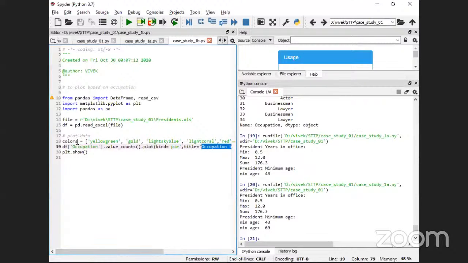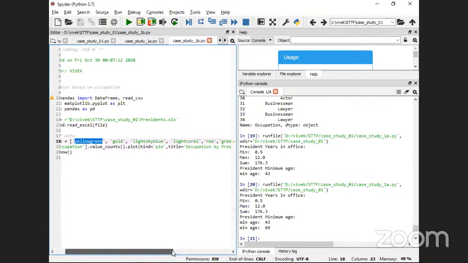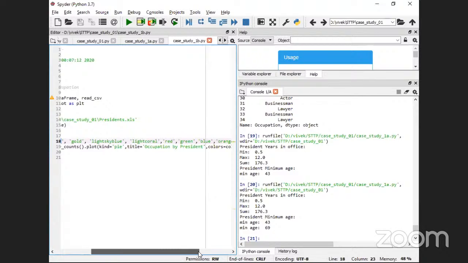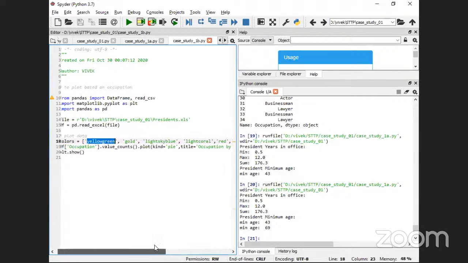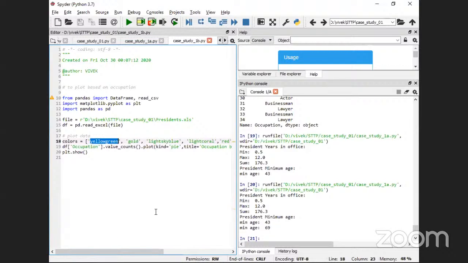So that's why I have created a list that includes different colors: yellow, green, gold, light sky blue, light coral, red, green, blue, orange, white, brown. So these are different colors I have defined. So automatically it takes the color. Now you can see here that I have assigned it to the name called colors.